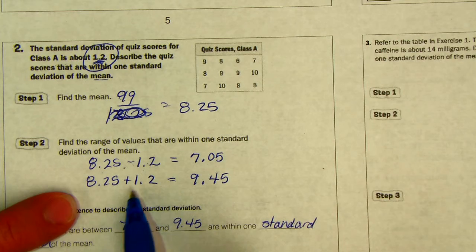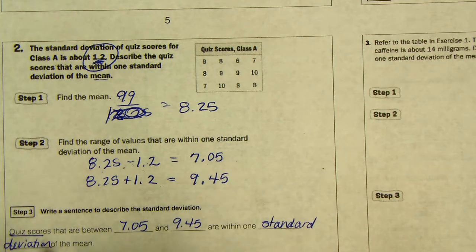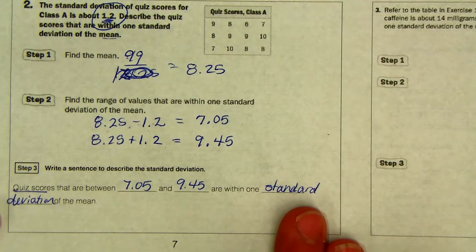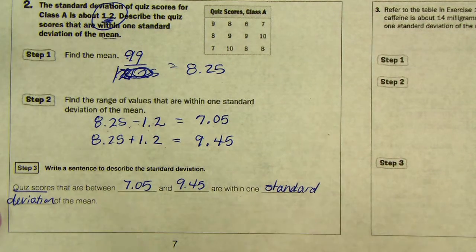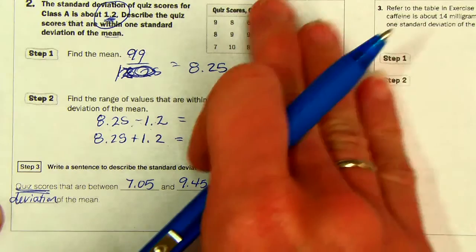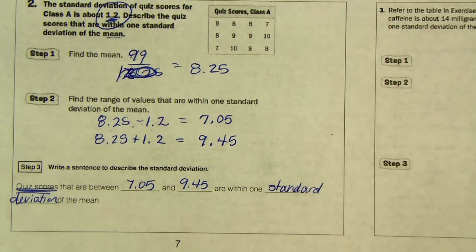Now I gave you kind of a rubric here, and all you had to do was fill in the blanks, but you're not going to get that for all of them. Notice I used the terms quiz scores because that's what we were talking about. Depending on what you're talking about, that will change. So the quiz scores that are between 7.05 and 9.45 are within 1 standard deviation of the mean. That's exactly how you will write it for every single one, just changing what it is that we're talking about. So let's do one more example, and then I will turn you loose.